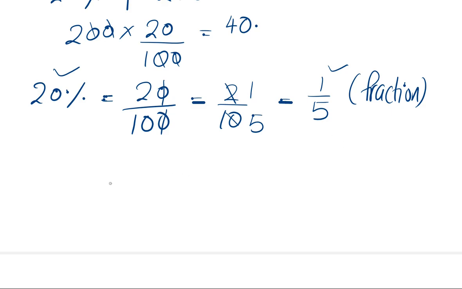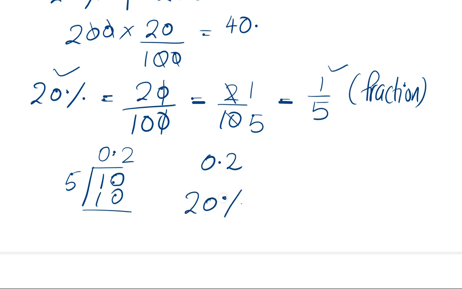So 1 over 5 means 1 divided by 5. How many 5s go into 1? 0. Then put a decimal, write 0 here. Then 5 times 2 is equal to 10. So the answer is 0.2. So we can say 20 percent is the same as 1 over 5 and that is the same as 0.2.